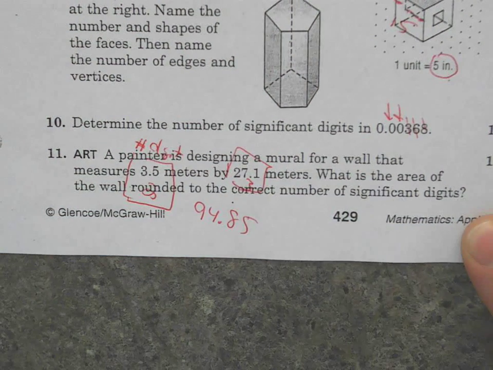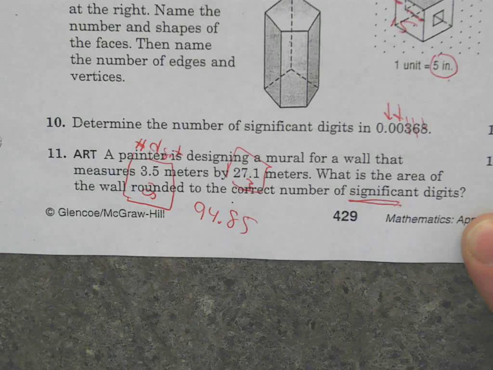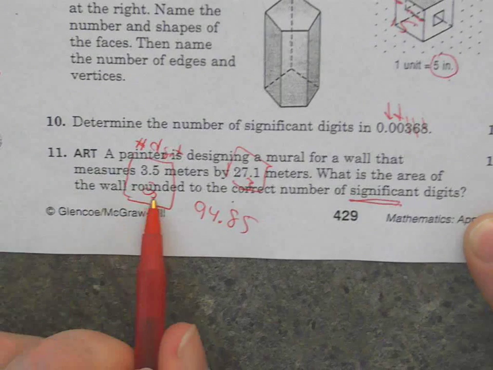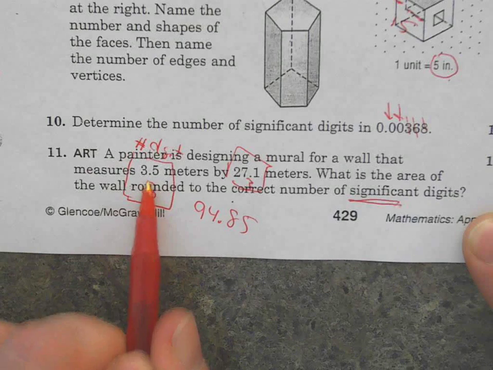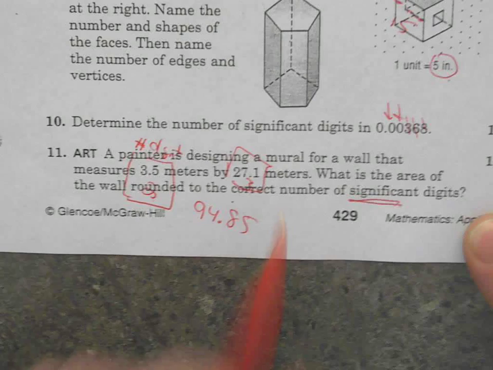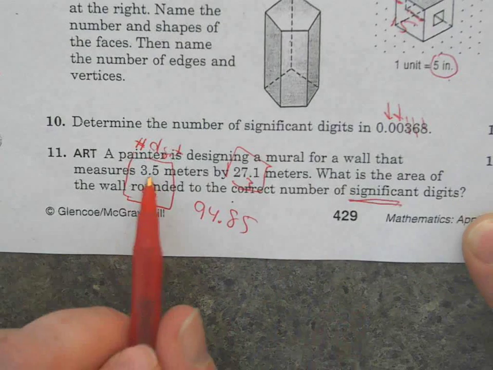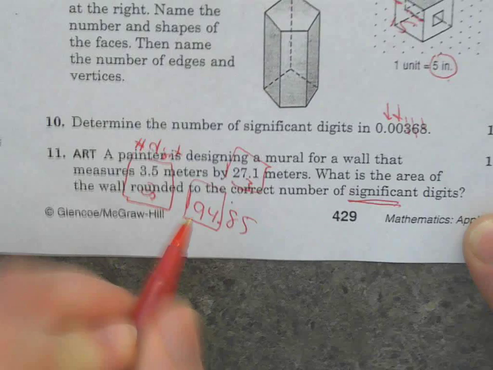Now, when it starts talking about significant digits, I'm only allowed to be as accurate as my, what I call, the worst measurement. I'm only allowed 2 numbers. If this guy would have came in at 3, I'd only be allowed 1 number. If both of them came in at 3, I'd be allowed 3 numbers. If one was 3 and one was 4, I'd be allowed 3. So here I'm allowed 2 numbers.